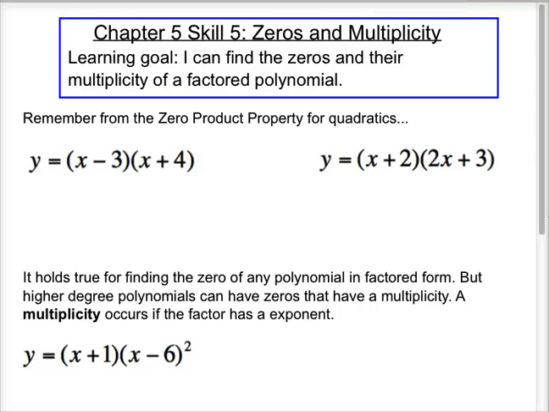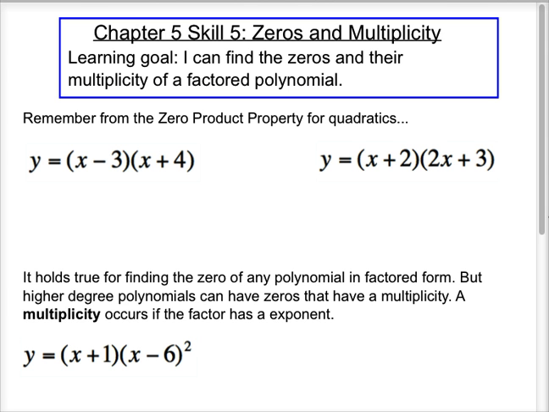Welcome back. In this note, we're going to talk about zeros and multiplicities of polynomials. So all the polynomials today are going to be given to you in factored form. And the nice thing about factored form is you can very easily see the zeros.